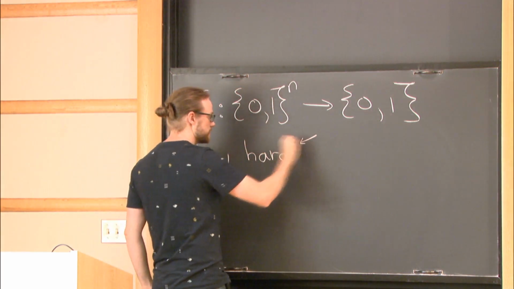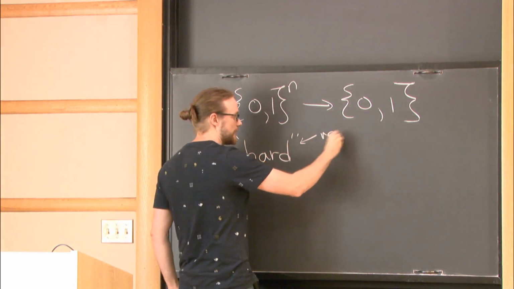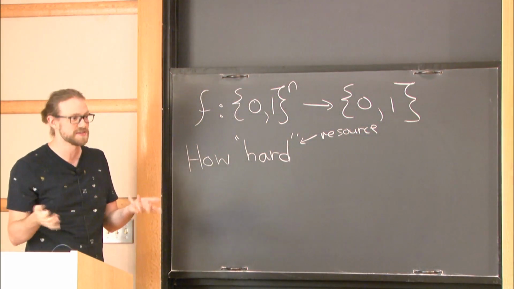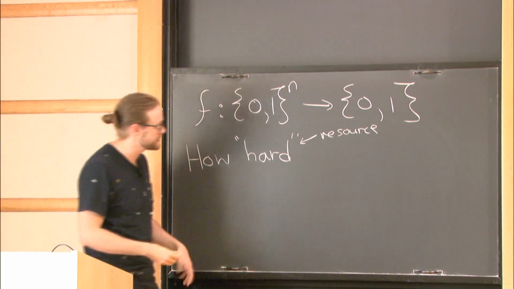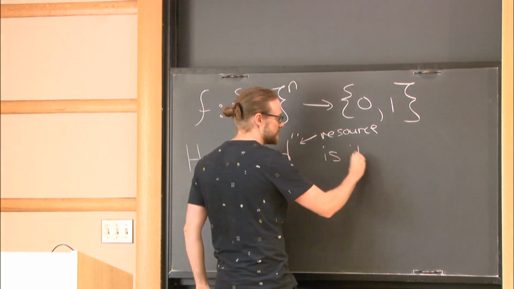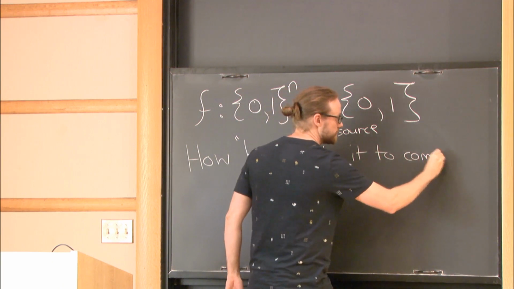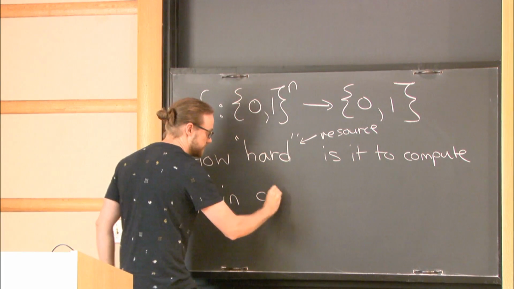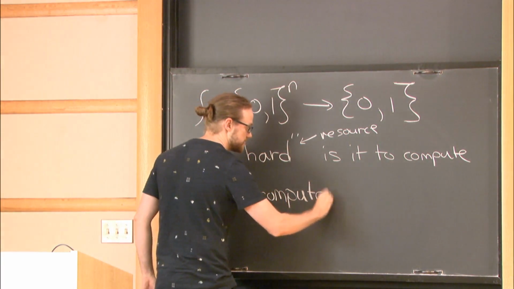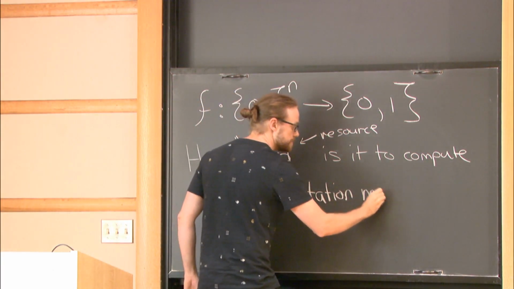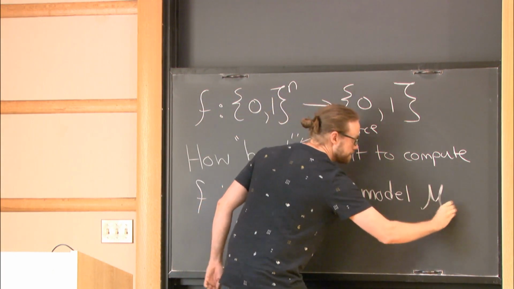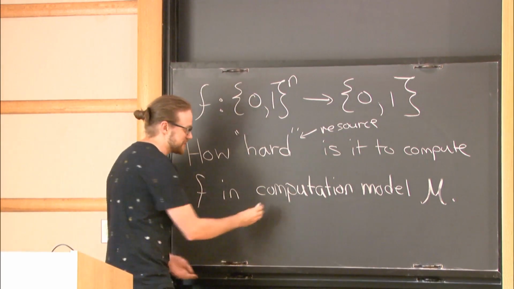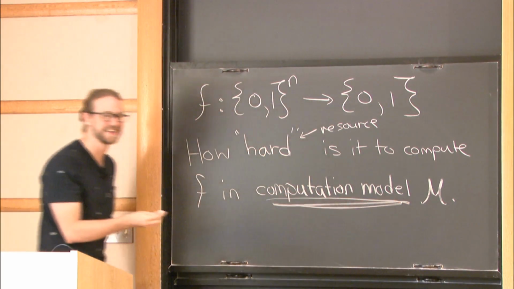So when I say hard, think how much of a resource, like time or space, like amount of memory in a computer or something like that. So how hard is it to compute f in computation model M? Okay. So obviously a lot goes into this part of this question.